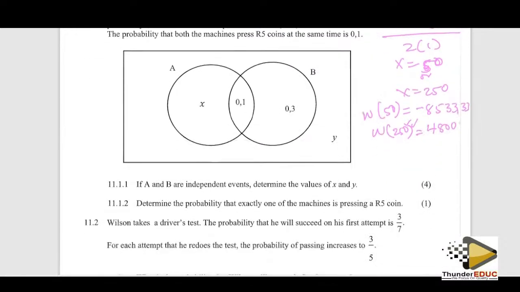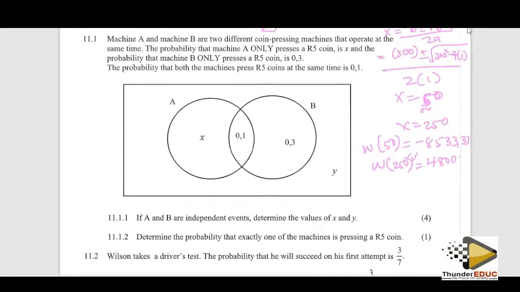Okay, question 11, probability. They're telling us that machine A and machine B are coin pressing machines that operate at the same time. Probability of A only is X, probability of B only is 0.3, probability that both operate at the same time is 0.1, and there's a Y. Then they're telling us that A and B are independent.